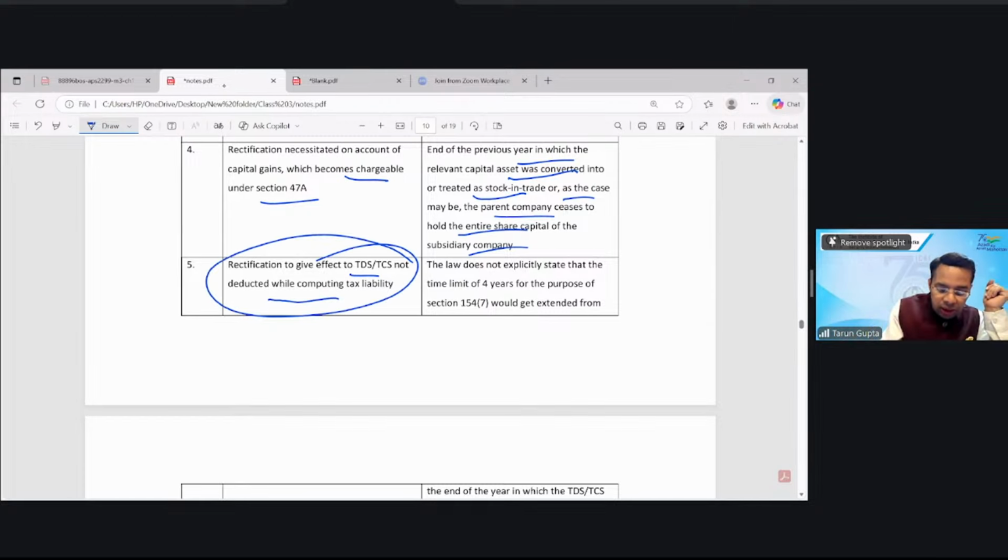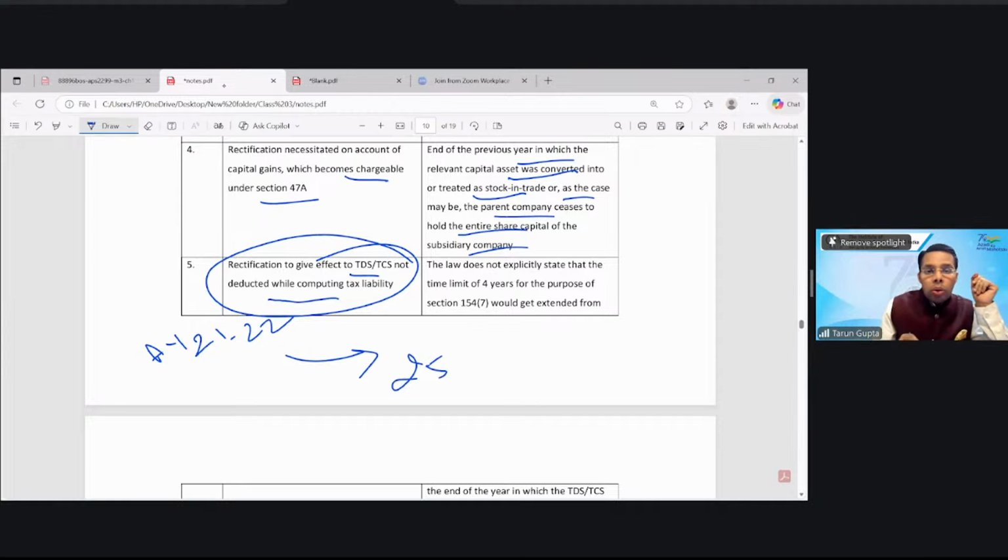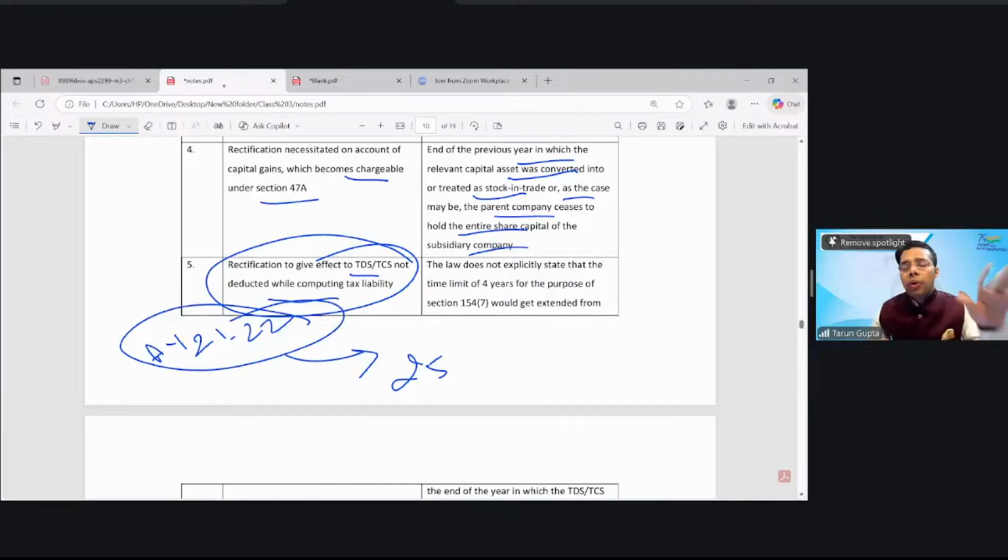So if in assessment year 21-22 I offered my income, on which TDS was deducted subsequently, say in year 25, I can rectify the mistake. I can claim the credit of TDS only if there's a time of 4 years from the date when I furnished the return of income and the assessment was made. The second view is that the 4 years shall be reckoned from the date when I am issued the TDS certificate.